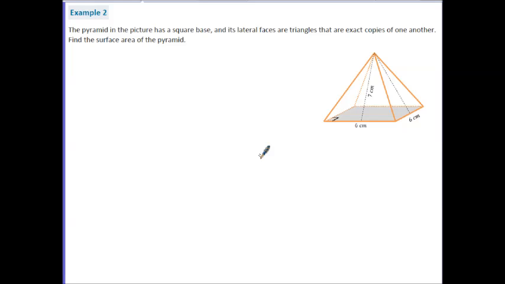When we are asked to find surface area, what they're asking us to do is to add the area of each face on the figure. And when we're talking about the faces of the figure, we're including the base or bases of the figure. So in this case, we only have a single base, and then we have 4 triangles that make up the other faces. So in general, surface area is the sum of the area of each face.